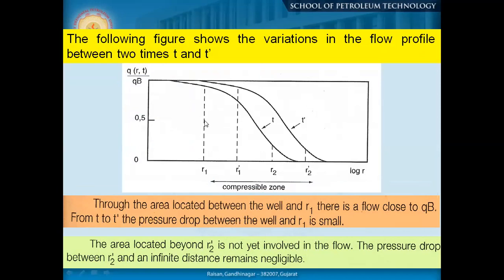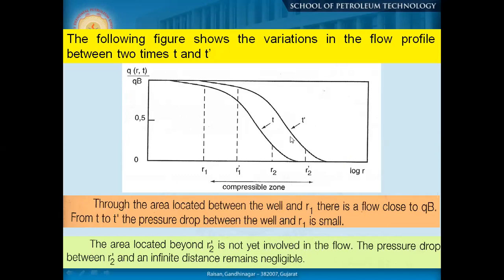So if I consider right from here to here, this is called the compressible zone. That means the area located between the well and R1, and there is a flow close to QB, that means that area has already contributed to the flow. And the area located beyond R2 dot is not yet involved in the flow. So you can see the zero flow from the reservoir. So this is a reservoir volume I'm considering. Beyond this area, it has not taken part. This part has already contributed to the flow. This part has not taken part in the flow.